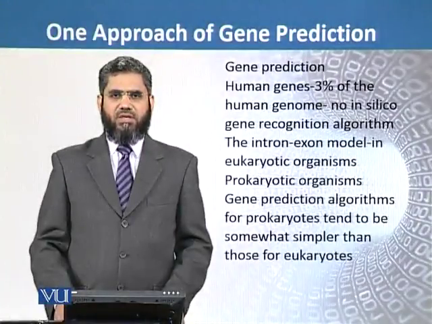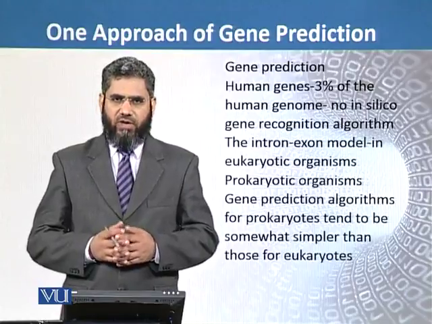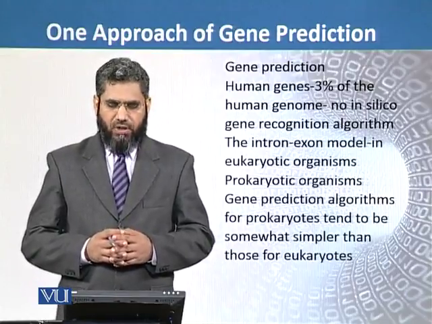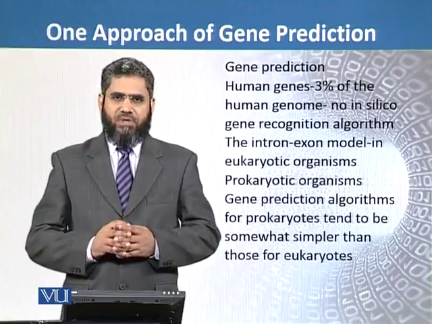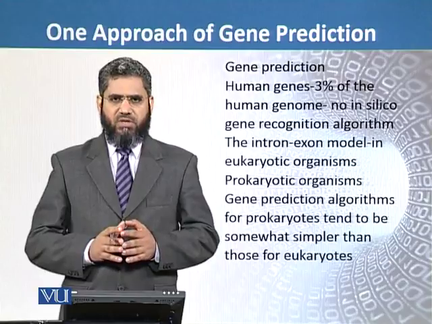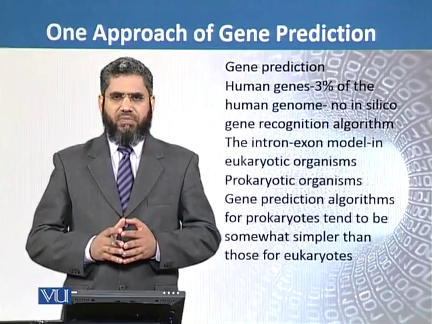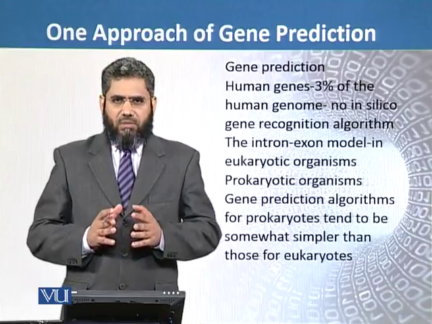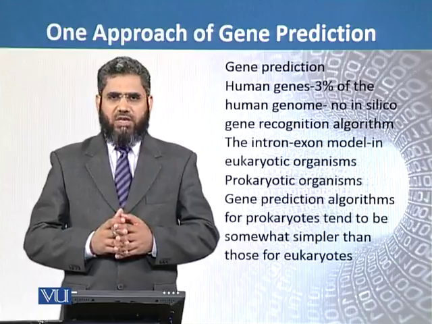Gene prediction is the problem of locating the genes within the genome of any organism. As you know, in humans only 3% of the genome is genes. It means that only 3% of the human genome is coded into proteins. The leftover 97% is so-called junk DNA.